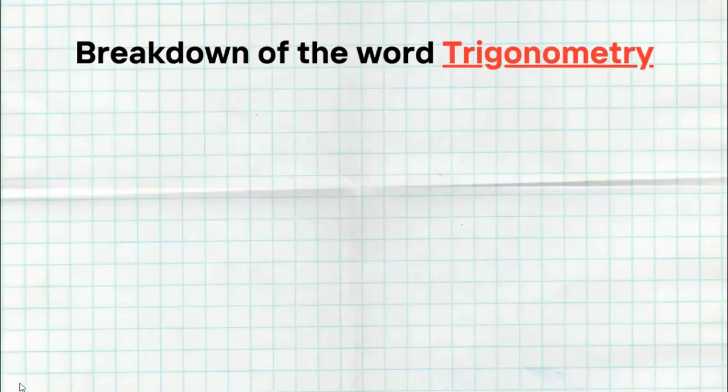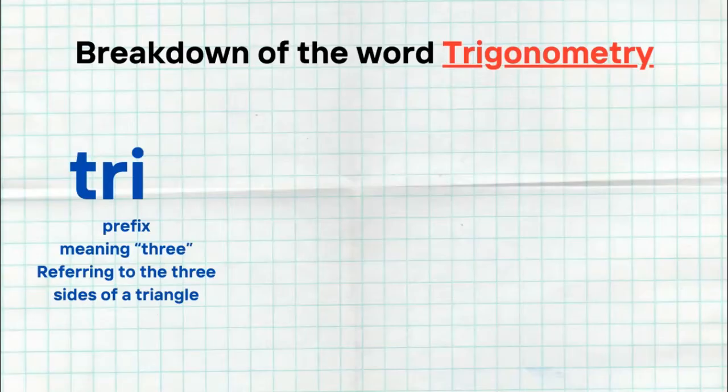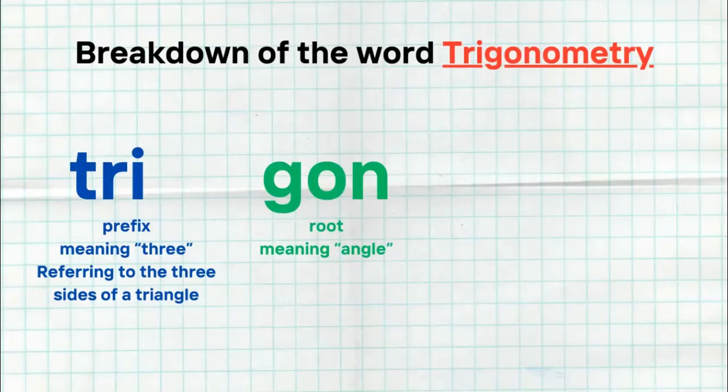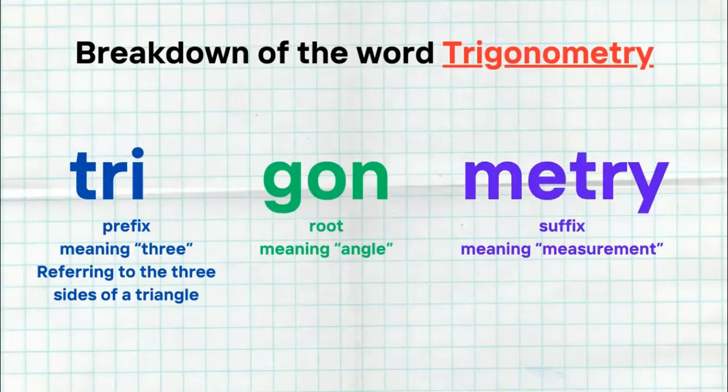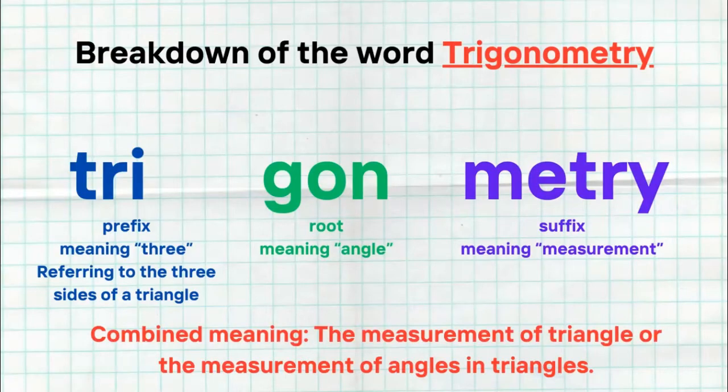So the first thing we're going to do, if we have to understand trigonometry, is break down what the word trigonometry even means. It's basically broken down into a prefix, a root word, and a suffix. So let's talk about the prefix. The prefix is tri, and tri means three, and this is referring to the three sides of a triangle. The root is gon, and that actually means angle, and then the suffix is metri, which means measurement. So the combined meaning of these three things is the measurement of triangles, or the measurement of angles in triangles. That's what trigonometry is all about, looking at and measuring the angles inside of a triangle.